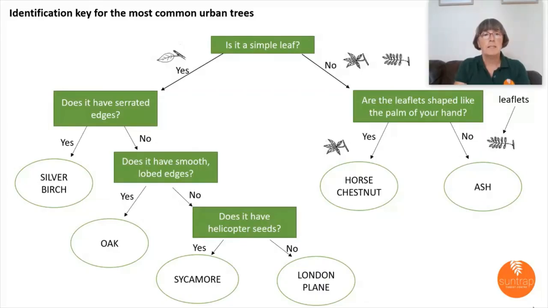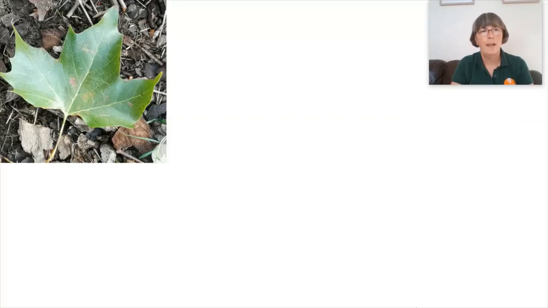And this particular ID key is for the most common urban trees. Have a good look at it, because we're going to have a go at identifying some of the trees that you might find near you. Here's our first tree to try, and here's its leaf. It's a simple leaf, not a compound one, but notice the shape of it. It's almost like three triangles put together, and it might even remind you of the flag of Canada.